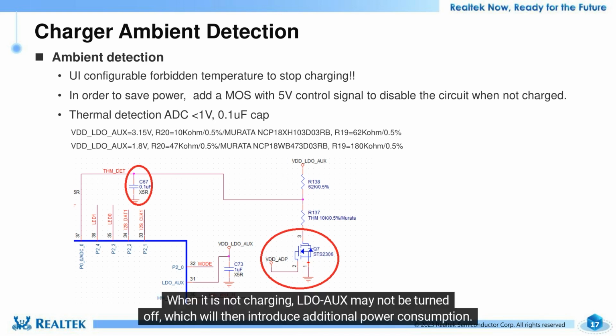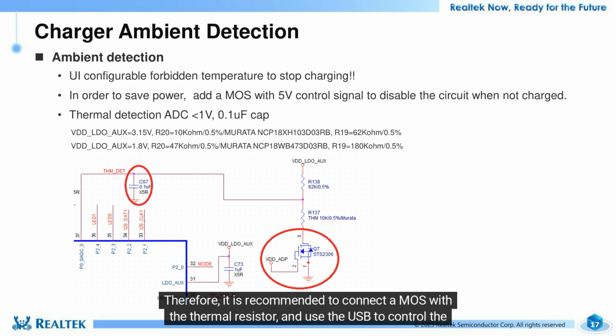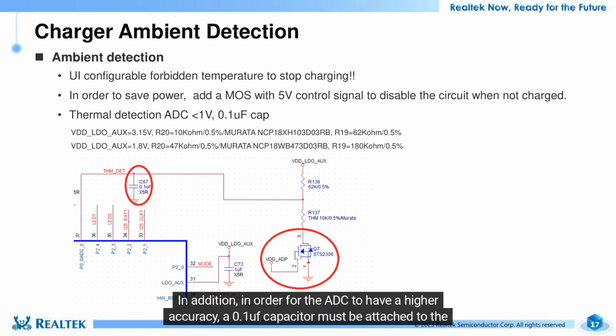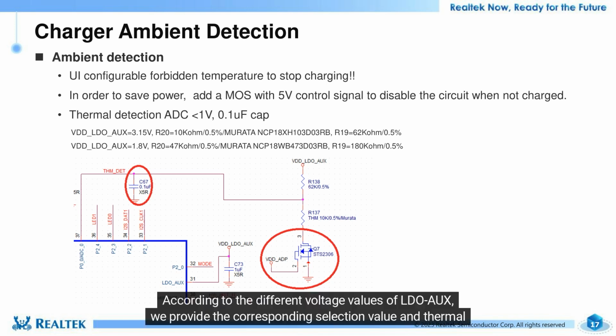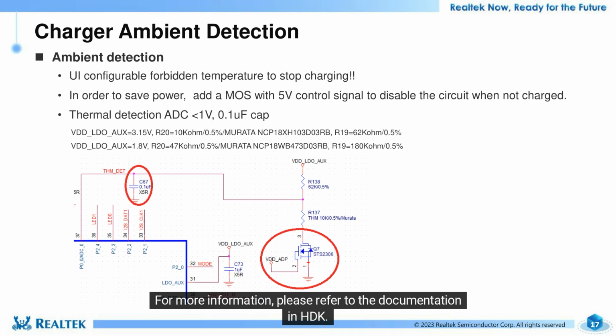When it is not charging, LDO_AUX may not be turned off, which will then introduce additional power consumption. Therefore, it is recommended to connect the thermal resistor to a MOS and use the USB to control the switch of LDO_AUX. In addition, in order for the ADC to have a higher accuracy, a 0.1 uF capacitor must be attached to the ADC pin in the mode of limiting the voltage to 1 V. According to the different voltage values of LDO_AUX, we provide the corresponding selection value and thermal resistance type for selection. For more information, please refer to the documentation in HDK.